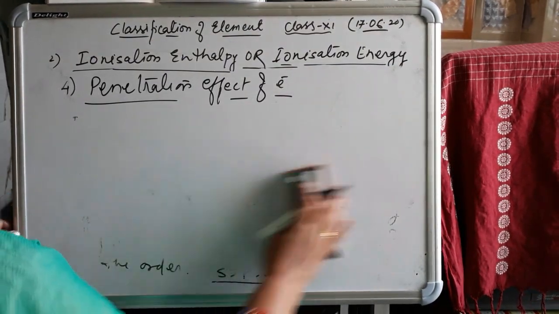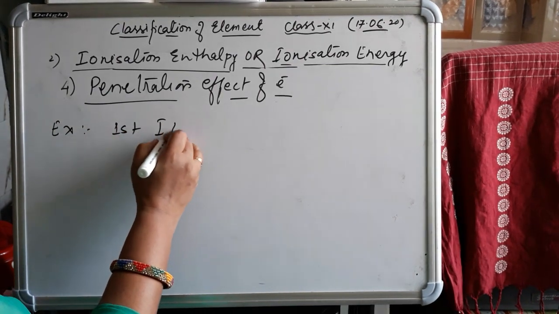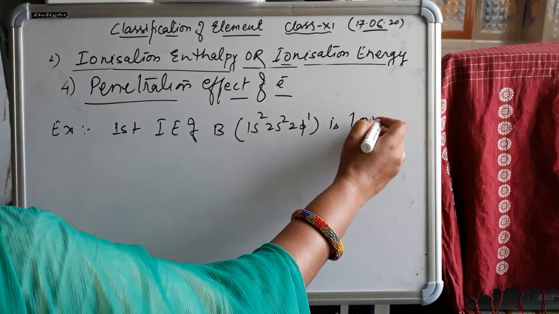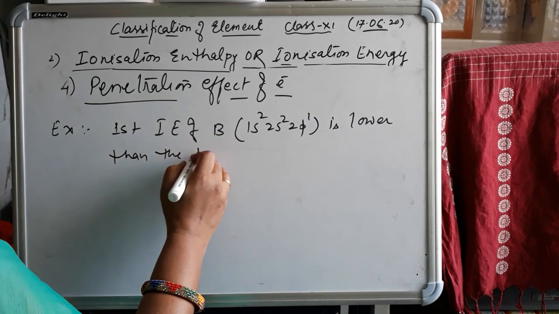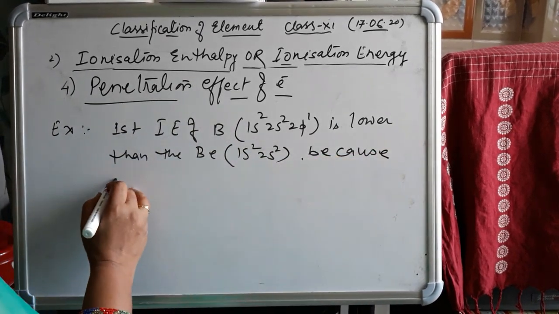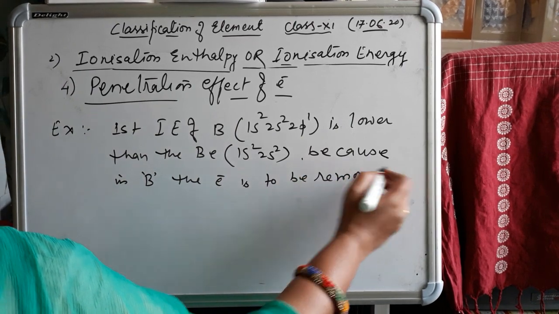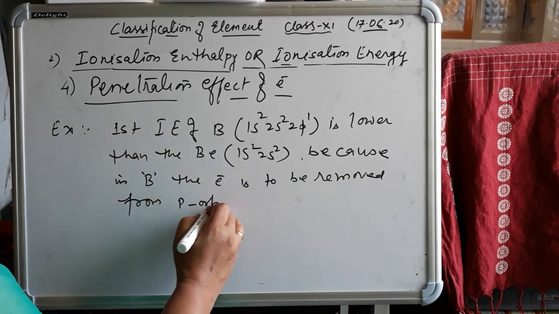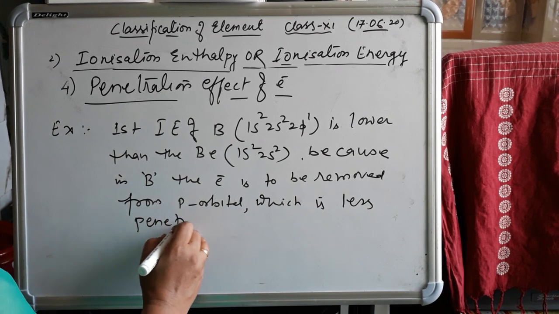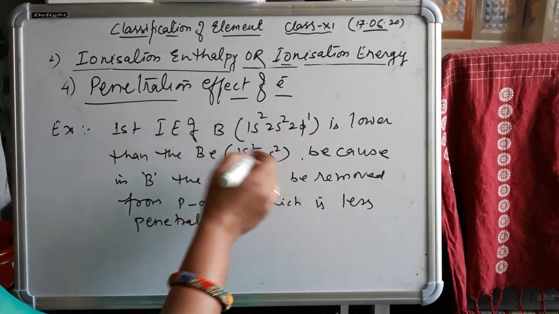the first ionization enthalpy of boron, with configuration 1s2, 2s2, 2p1, is lower than beryllium 1s2, 2s2, because in boron the electron is to be removed from the p orbital, which is less penetrated, so less energy is used to remove an electron from the p than from the s.